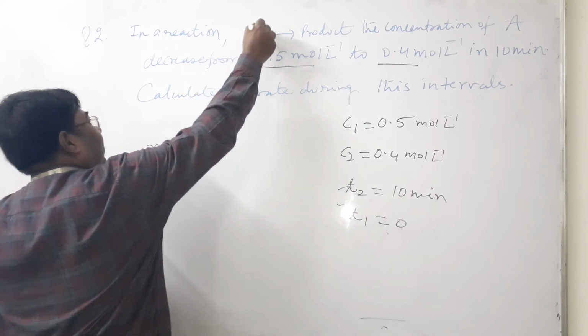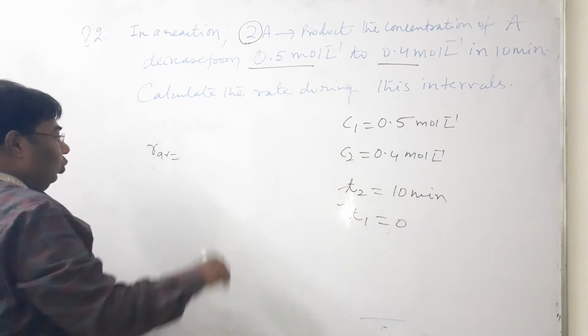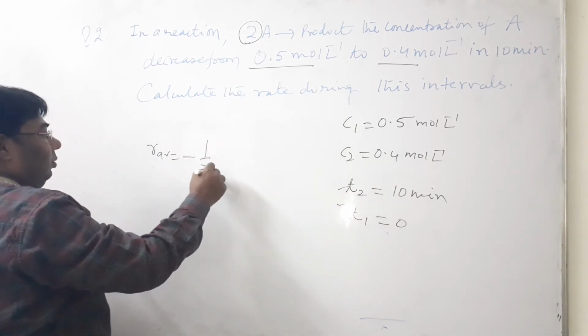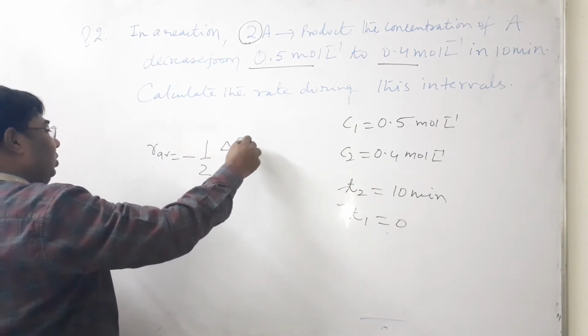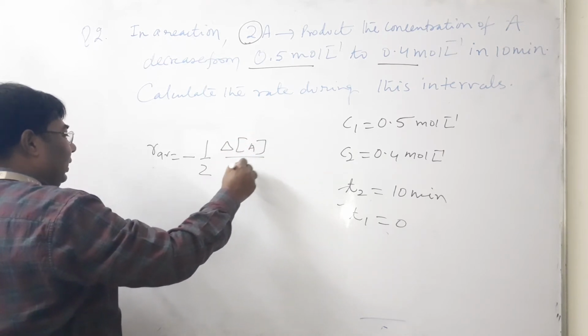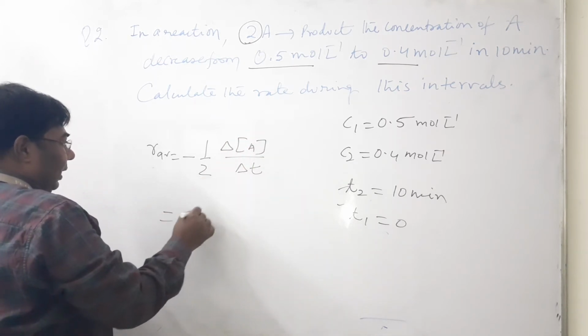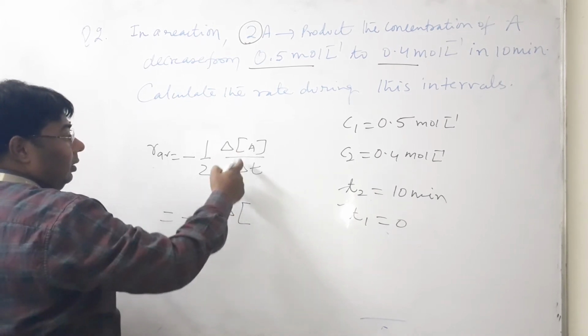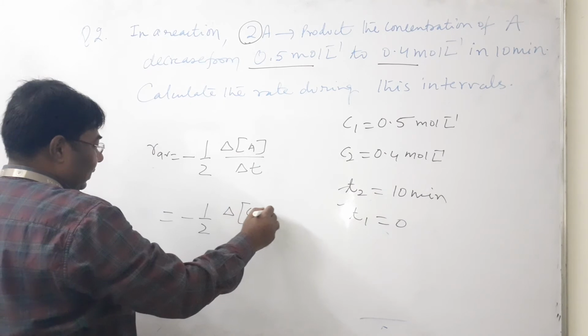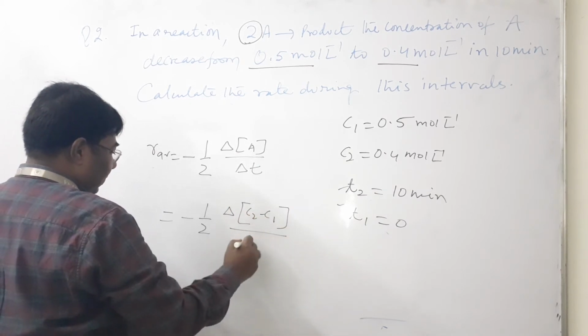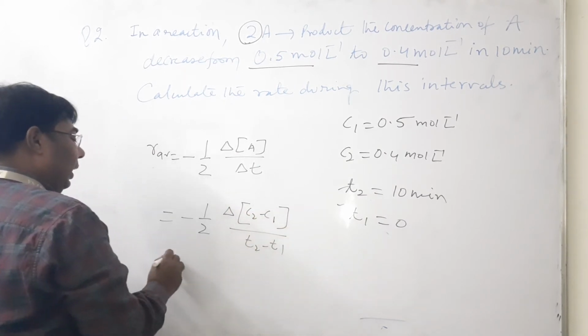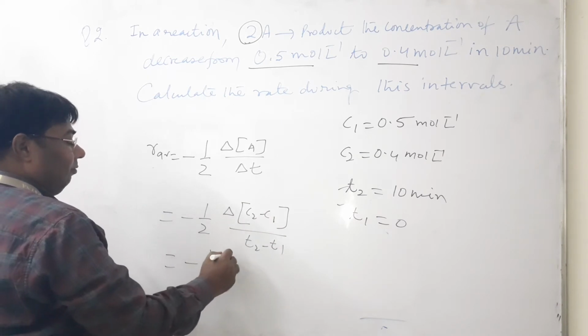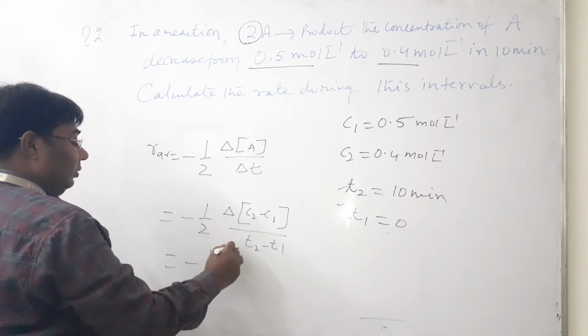There is a stoichiometric coefficient given, which is 2. So 1 by 2, then change in the concentration of A by delta T. Apply this formula: minus 1 by 2 delta, this is the C2 minus C1 by T2 minus T1. And then you put the values and find out the answer.